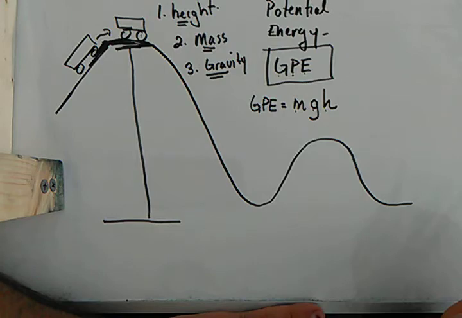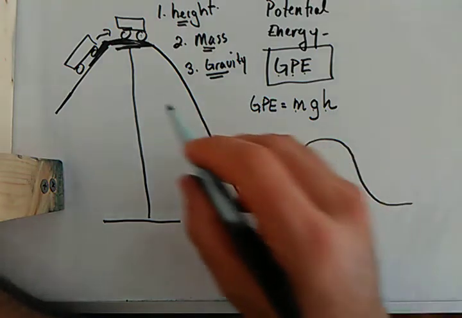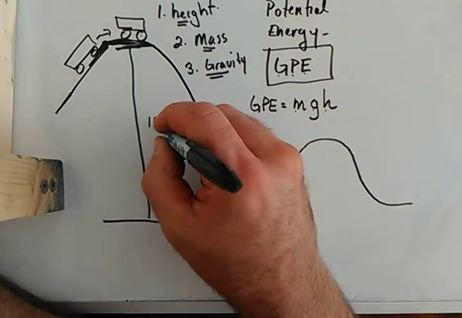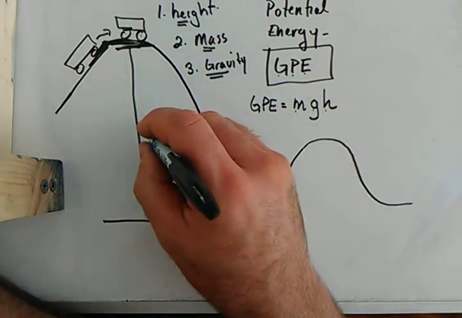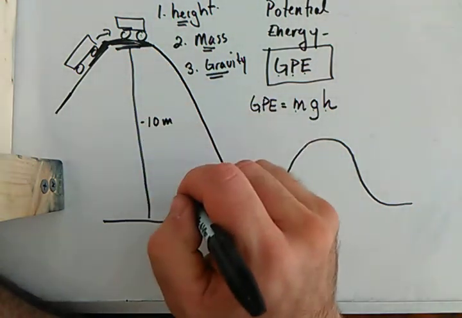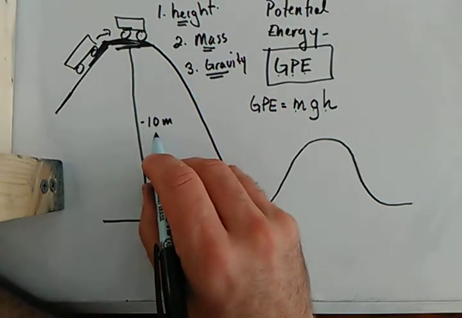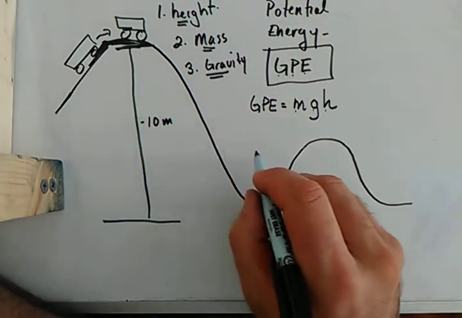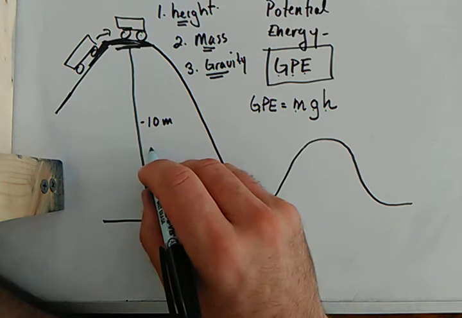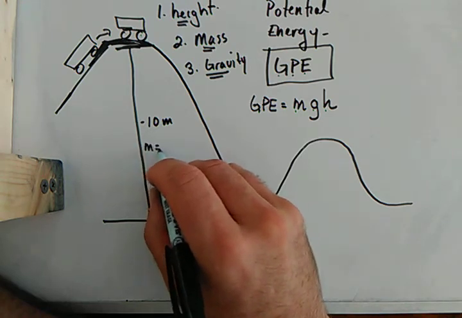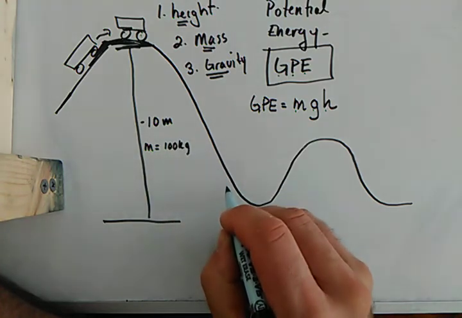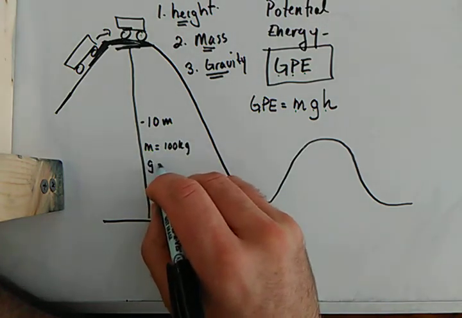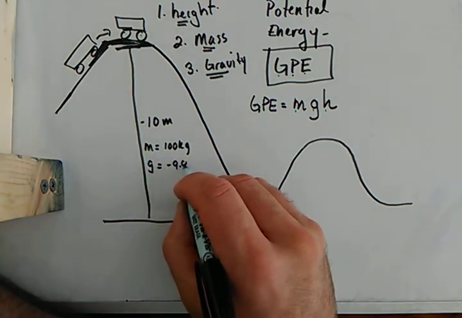Okay, and let's work this one out very quickly. I'll give you a height here. We'll say this is 10 meters. We're going to call it negative 10 meters because it can fall down 10 meters. Let's give it a mass. I'm going to give this thing a mass of, we'll say, 100 kilograms. And we know what g is, right? Negative 9.8.